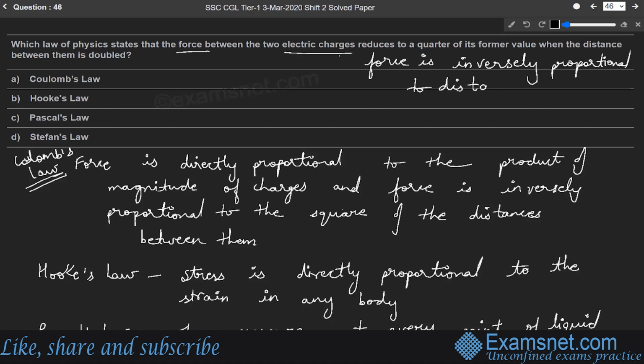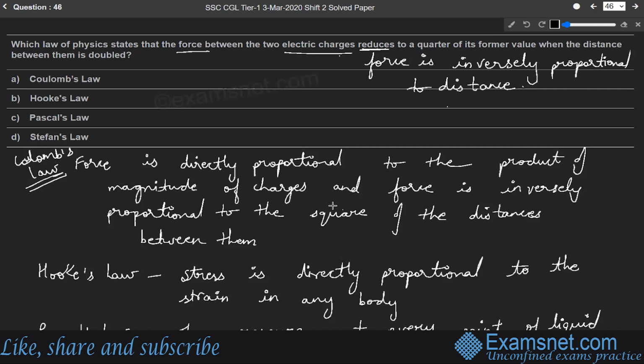Why is it inversely proportional? Because if distance is increased, then force will be decreased, as the question says. Inversely proportional means that if two things are inversely proportional to each other, then if one thing increases, the other thing decreases. So that is why, according to the question, force is inversely proportional to the distance.